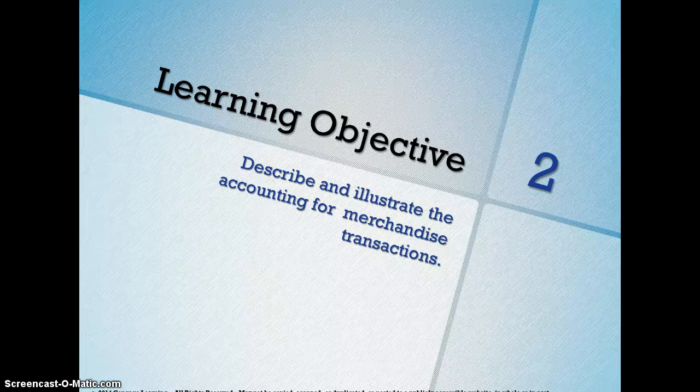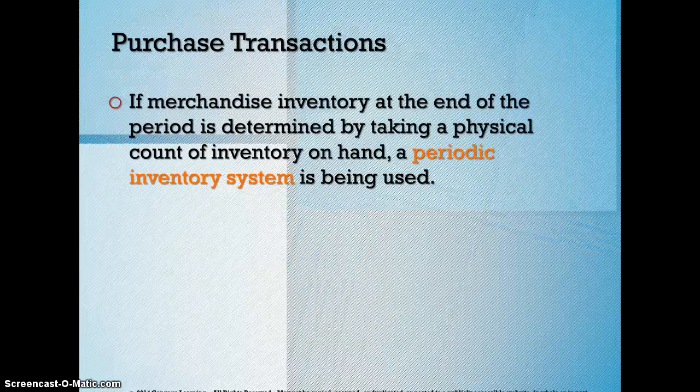All right, Objective 2 is describe and illustrate the accounting for a merchandising business. Objective 2 is the largest objective in this chapter with the most amount of information, so this would be where I would recommend that you focus the majority of your efforts.